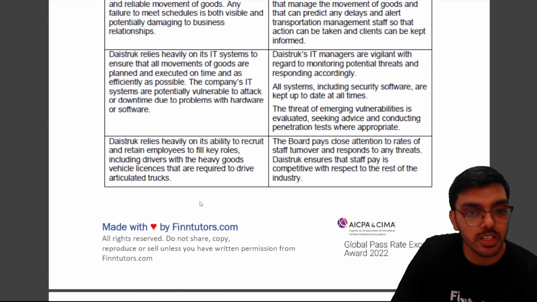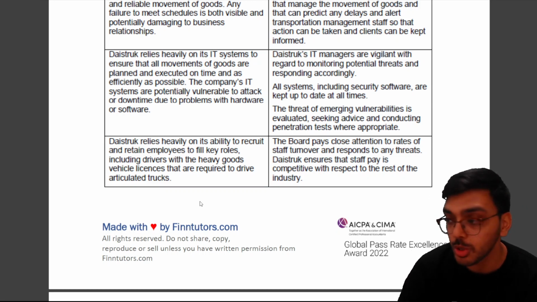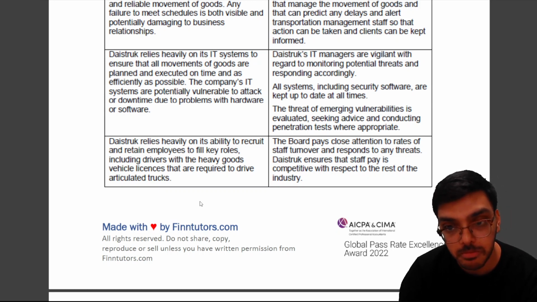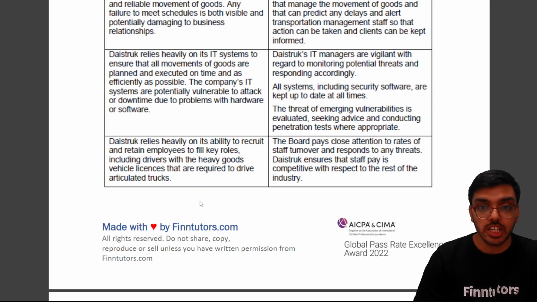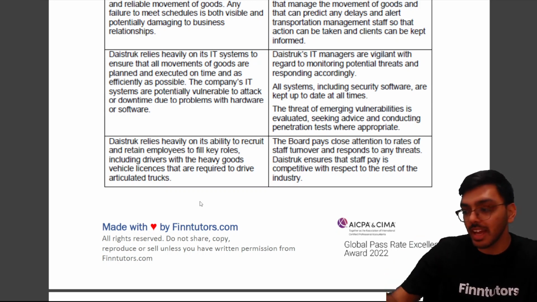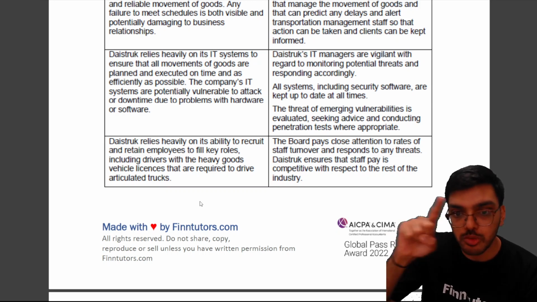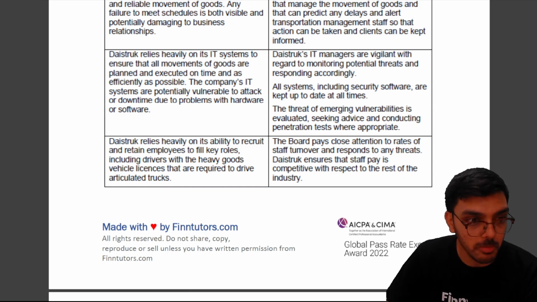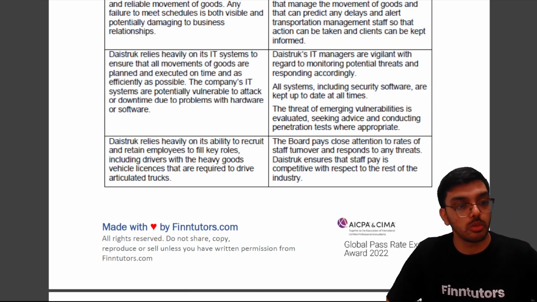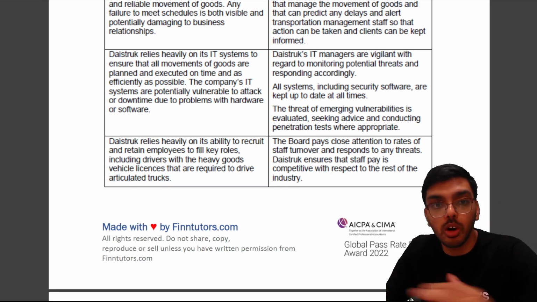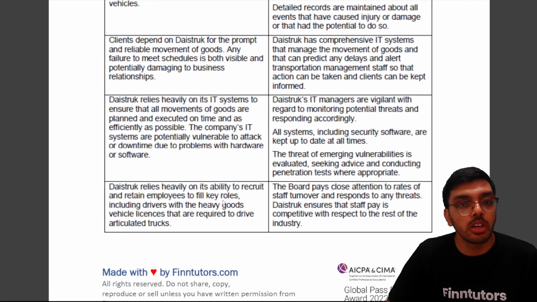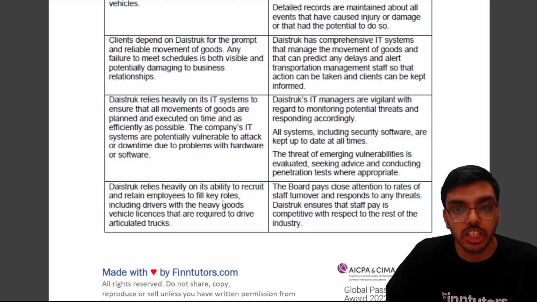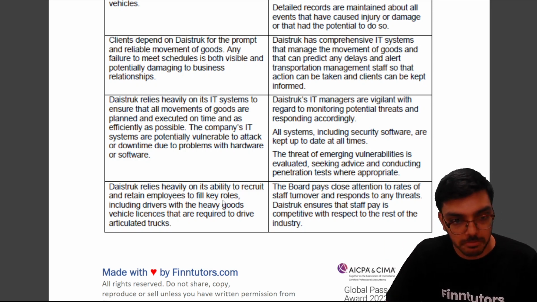And Daistruk relies heavily on its ability to recruit and retain employees. I told you about HR issues. The board pays close attention to rates of staff turnover and responds to any threats. Daistruk ensures the staff pay is competitive. So you are looking at benchmarking. Benchmarking is part of our E3 syllabus. So you need to benchmark. You need to know about the outside environment. Then you can provide your employees with the best possible package, with the best possible recognition, to see what the others are doing and do more than them.